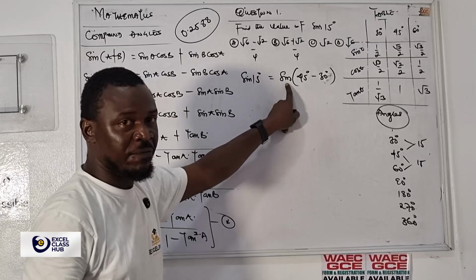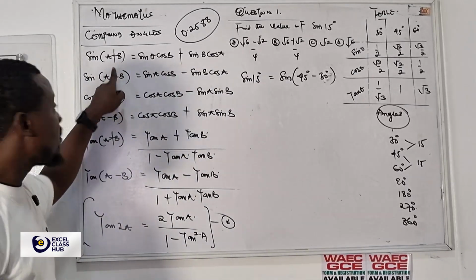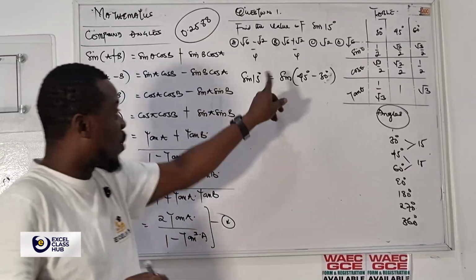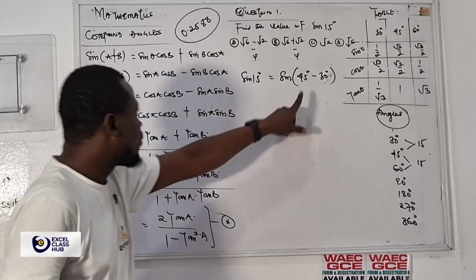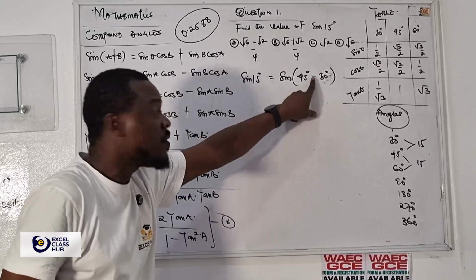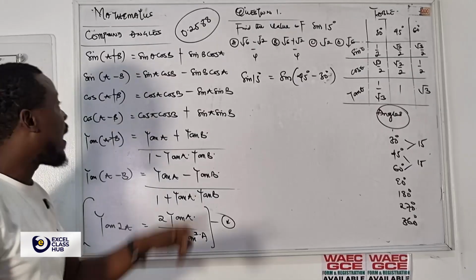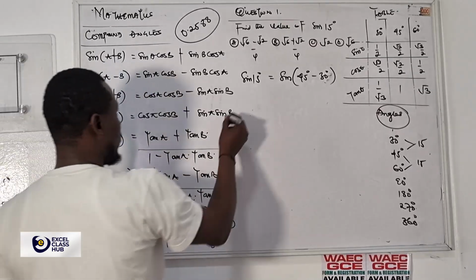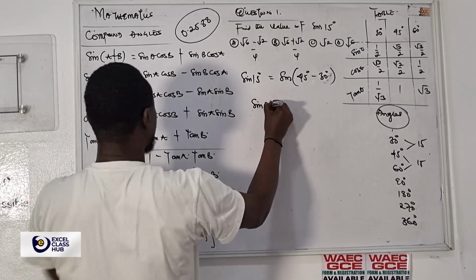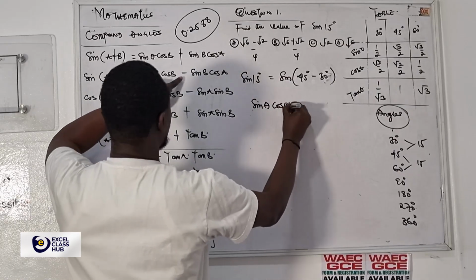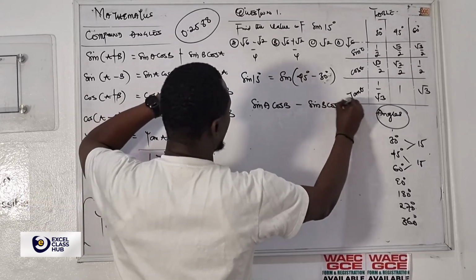Now, you're using sine. How many formulas do you have for sine there? 2. The first one is positive, while the second one is negative. From your question, this 15 changes to negative, not positive. So since this one has changed to negative, 45 minus 30, you should know that I'm supposed to use the second formula. With the second formula, what's the expansion? That should be sine A cos B minus sine B cos A.